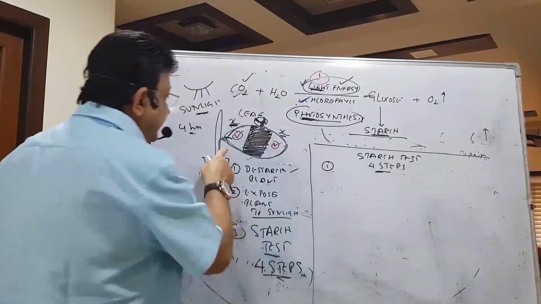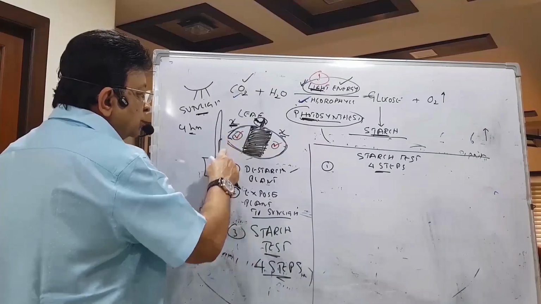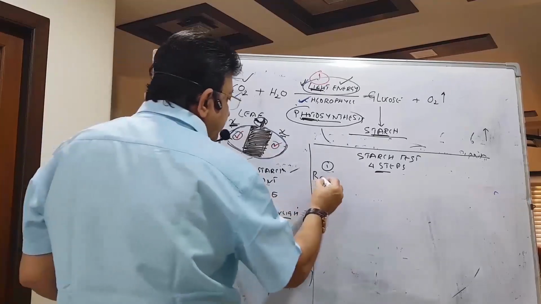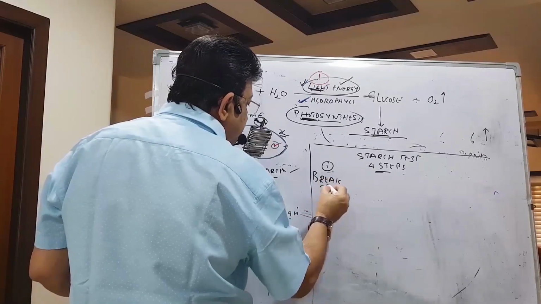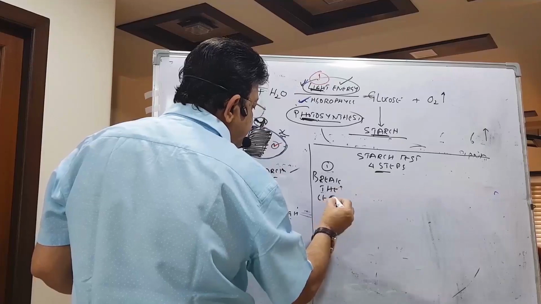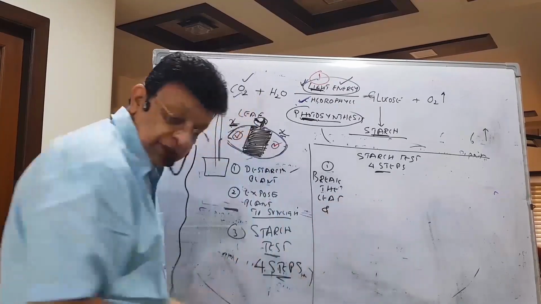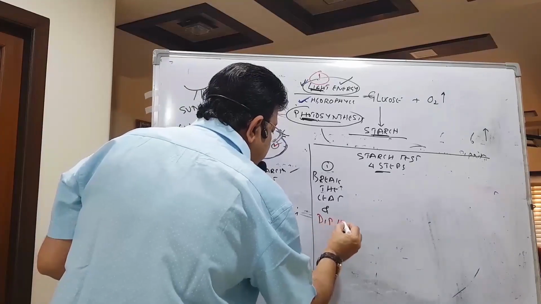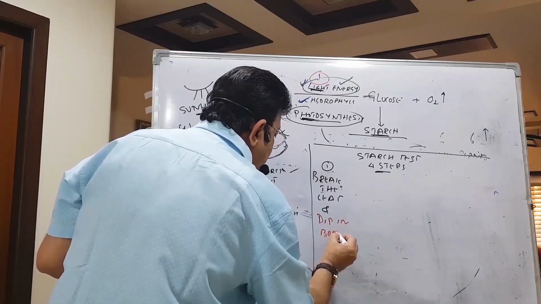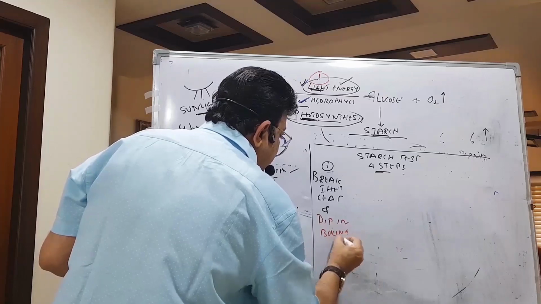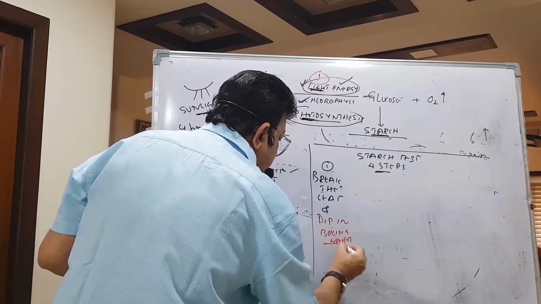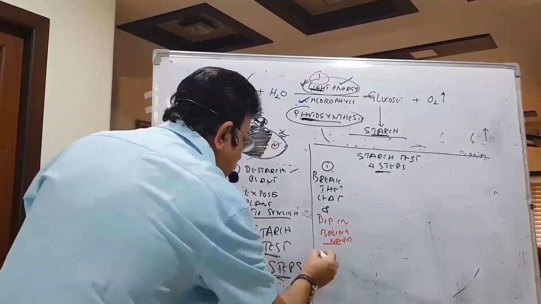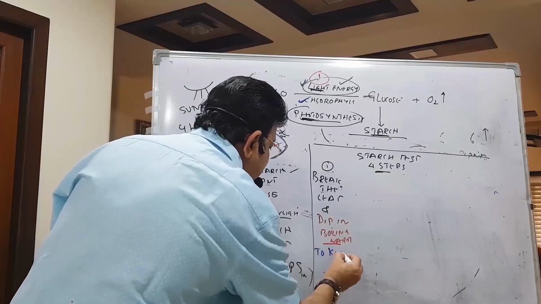First, break the leaf. So I broke the leaf. After having exposed it to sunlight, break the leaf. And this is the main reason for the starch test. Dip in boiling water. You have to dip it in boiling water. Why did I dip it in boiling water? To destroy, to kill the cells.